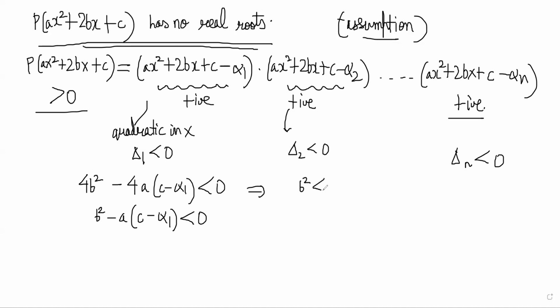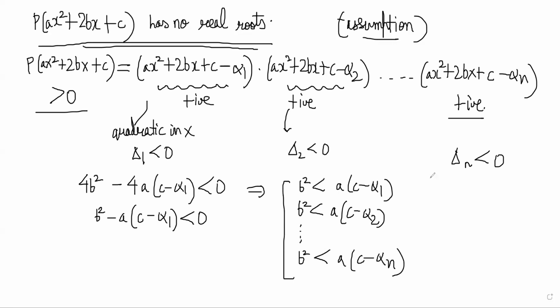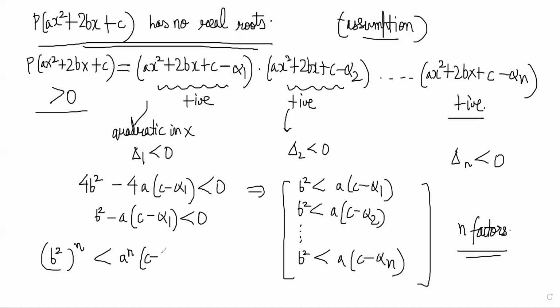Which implies b square is less than a times c minus alpha 1. And similarly, you get b square is less than a times c minus alpha 2, and so on till b square is less than a times c minus alpha n. For each of these factors, the discriminant has to be negative because all the factors are positive. Therefore, these conditions are coming and there are n factors, right? So if I multiply all of these n factors, I will get something like b square power n is less than a power n times c minus alpha 1, c minus alpha 2 till c minus alpha n, right?